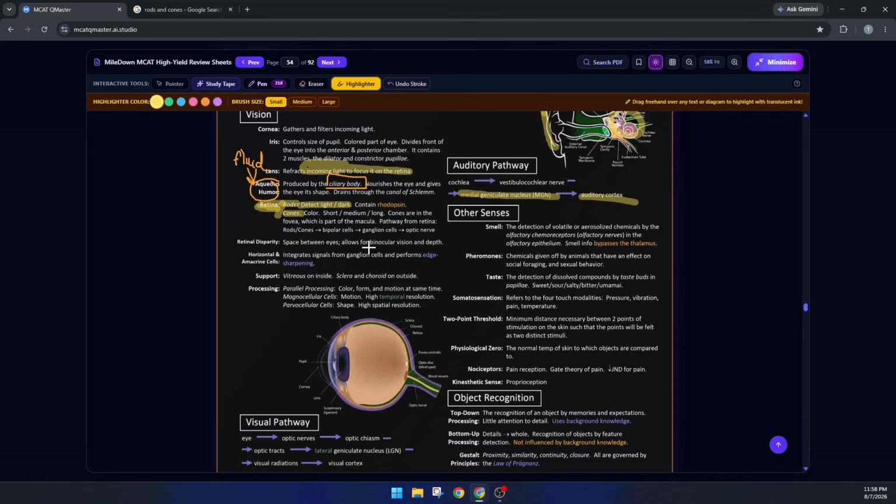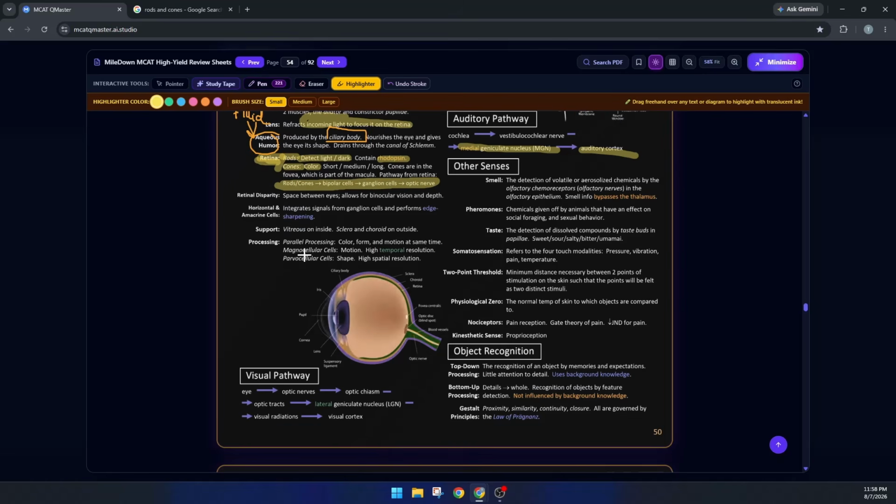So your rods will be able to detect light and dark, and your cones are for color. And then rhodopsin. Remember that rods have rhodopsin. And then memorize this pathway from the retina. Cool. Retinal disparity, space between your eyes, basically. Horizontal, amacrine cells, memorize.